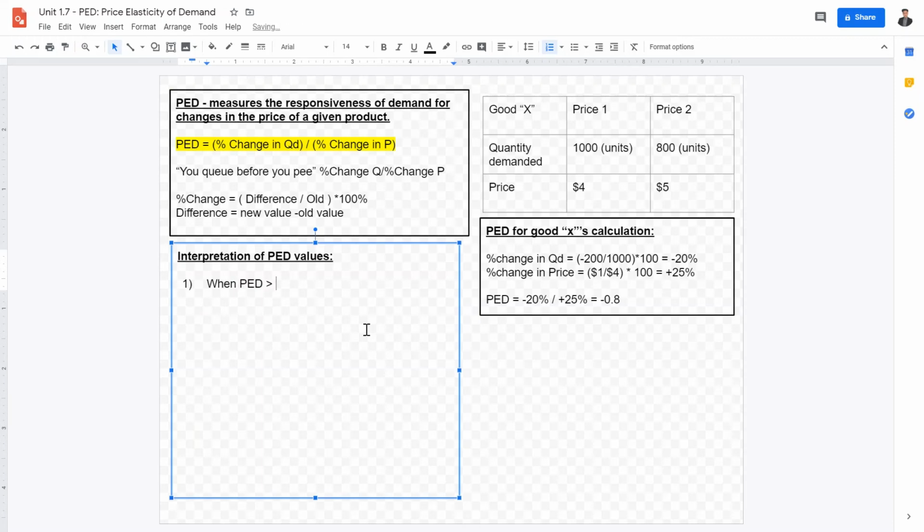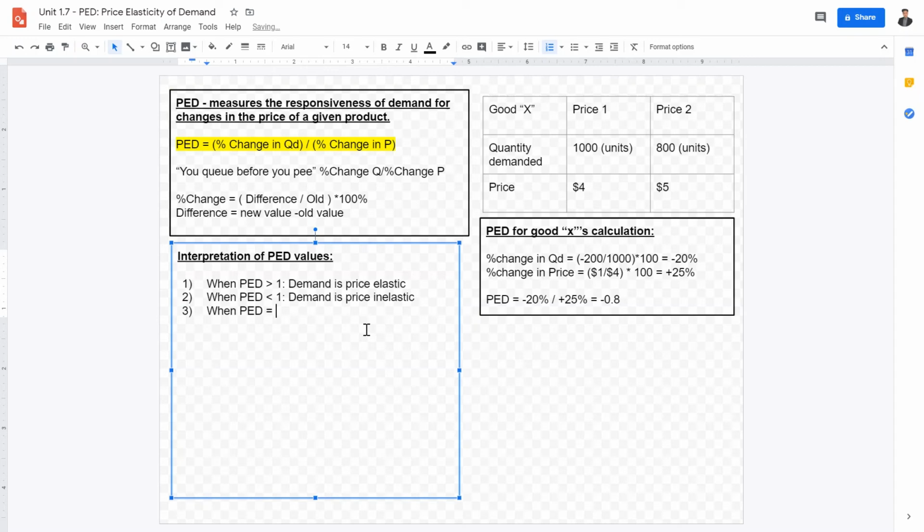The first thing: when PED is greater than 1, then demand is price elastic. The second thing: when PED is lesser than 1, then demand is price inelastic. The more elastic it is, it basically means the more responsive a good is to price changes. And the more inelastic a product is, that basically means the product is not as responsive to price changes.